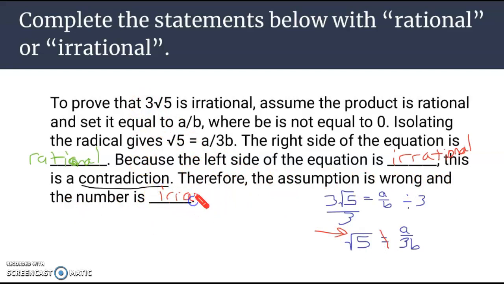So this was kind of a word out where we're writing out the reasoning and thinking through how can we prove that a number is irrational. So this is just a quick little contradiction type proof.